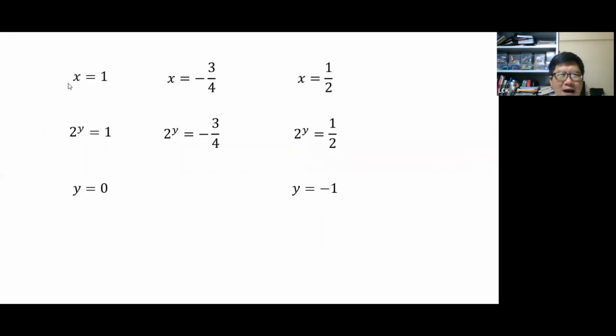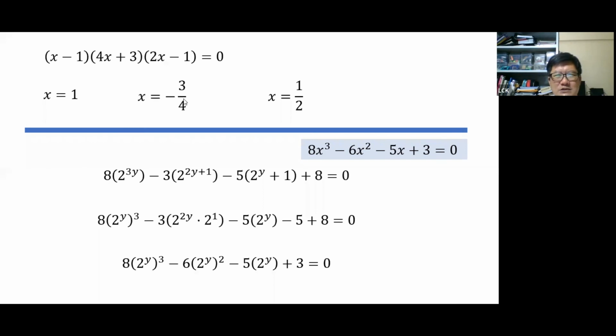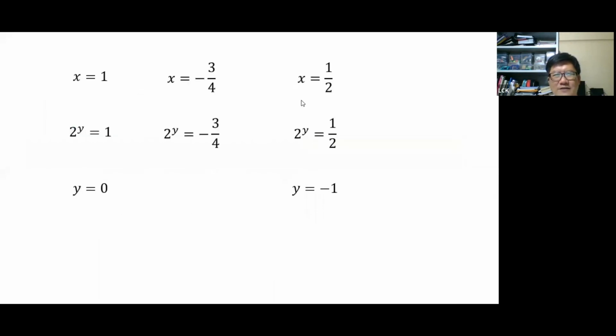All right, so earlier we had x equals 1, x equals -3/4, x equals half. So now we have 2 to the power of y equals 1, 2 to the power of y equals -3/4, 2 to the power of y equals half. All right, and that's how we incorporate the hence part.